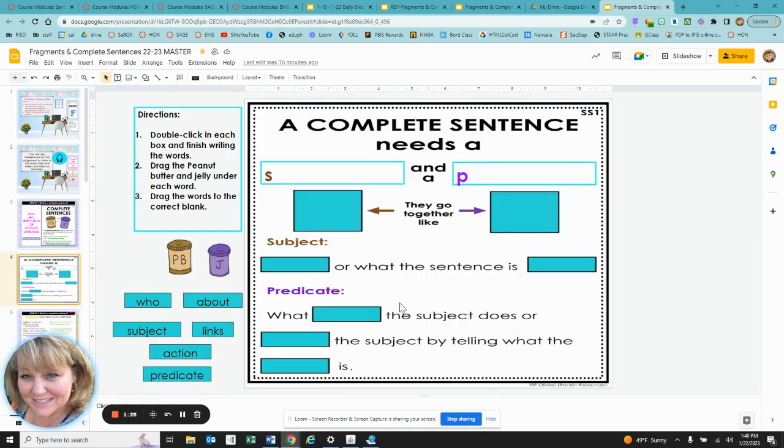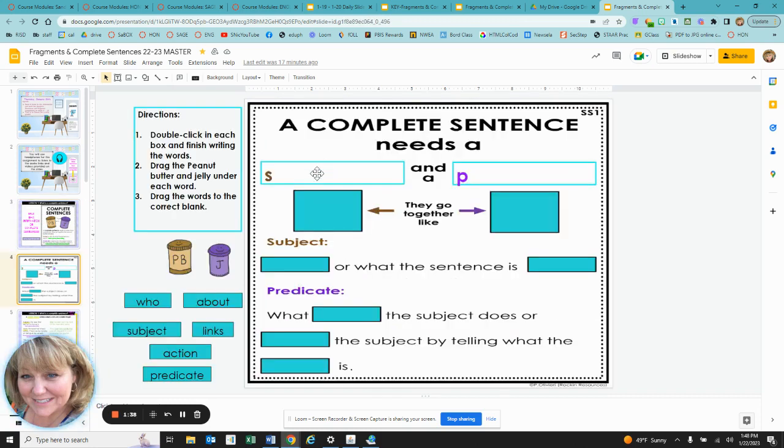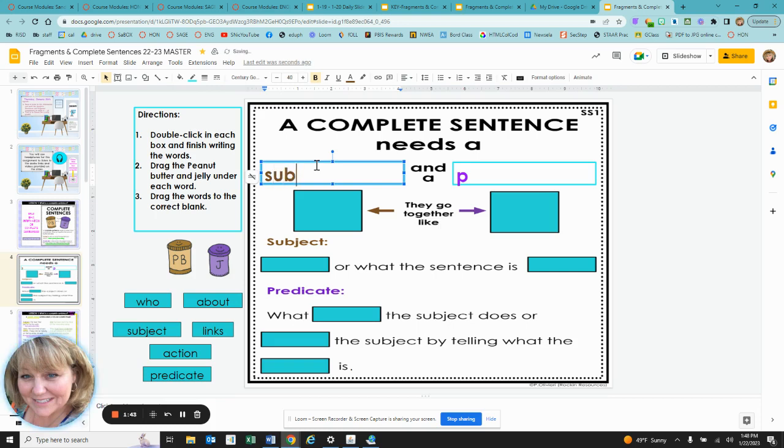So this is a fill in the blank about the slide before. A complete sentence needs a what? It needs a subject and a verb. So what you're going to do is type it in. On this one, you're supposed to double click and type. So you're going to click in the answer, and then you're going to answer here.